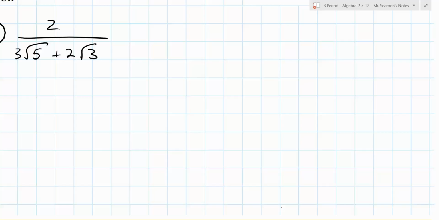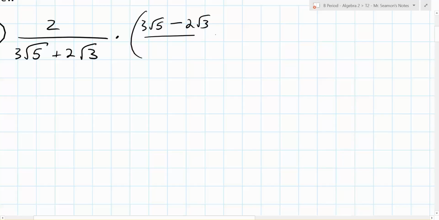Multiply by a form of 1. Can someone tell me what I need to multiply by? 3 times radical 5, root 5 plus 2? No. Minus 2 root 3 over 3 radical 5 minus 2 root 3.